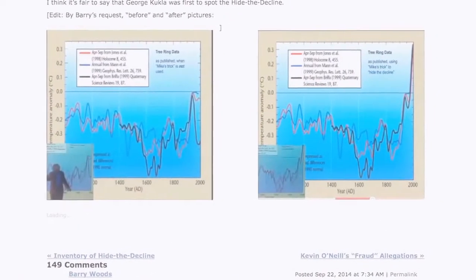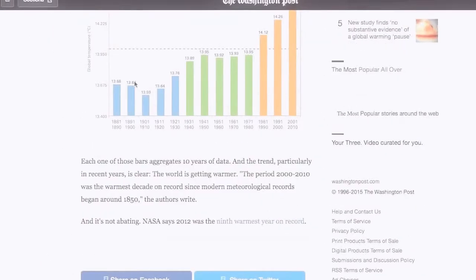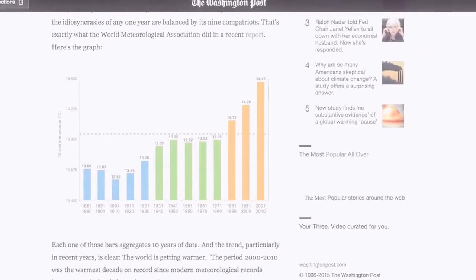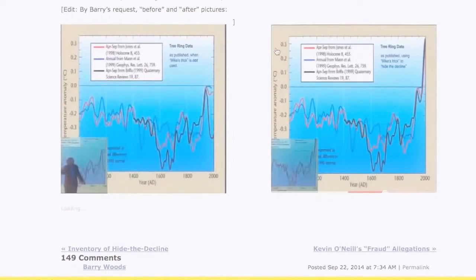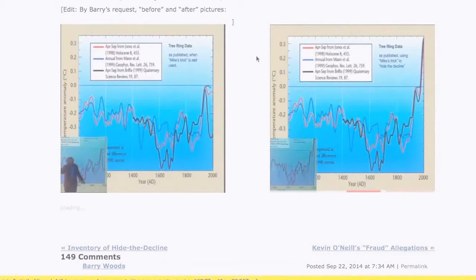Now, again, exactly like this canard that global warming skepticism equals people not believing that the world is warming is total bunkum. No, again, the world is warming and has been since the end of the Little Ice Age, and on the grander scale has been warming for the last 11,700 years. Let's not lose sight of that.